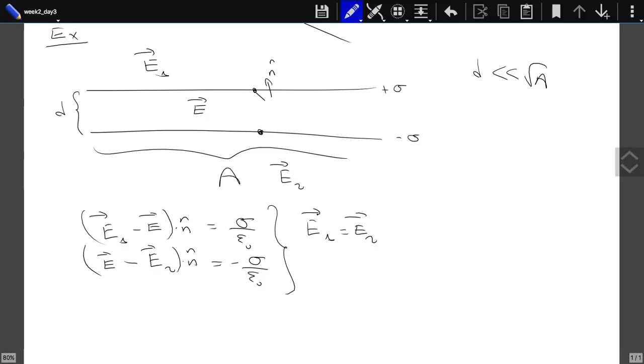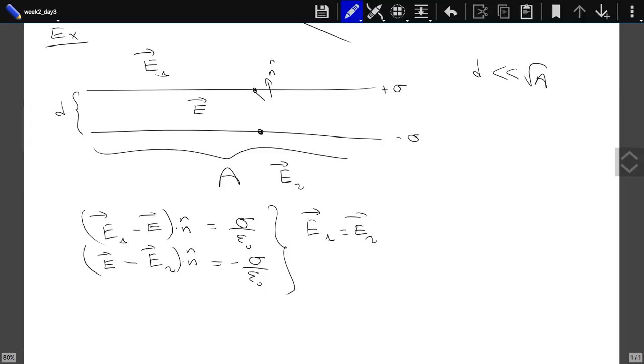Now, what are these E1 and E2? E1 and E2 will be basically the electric field created by some other charge distribution somewhere else, if they are in it. Well, if the only charges we have are these two plates, one thing is E1 should be equal to E2. That is one knowledge we have.